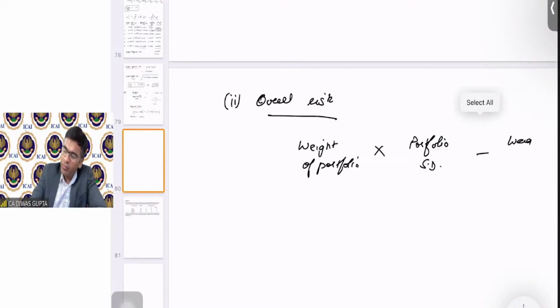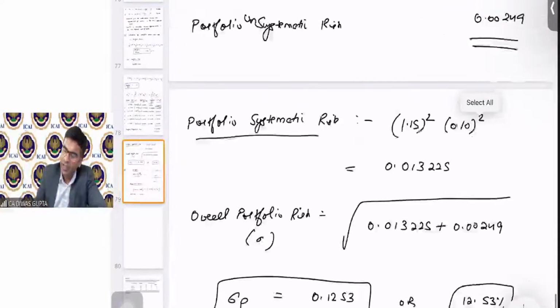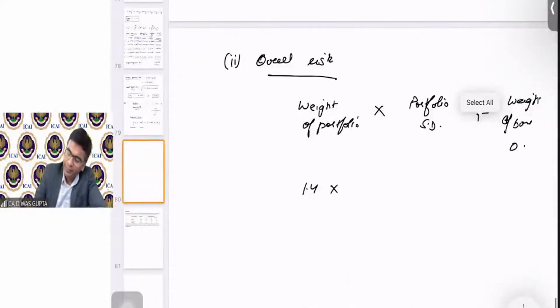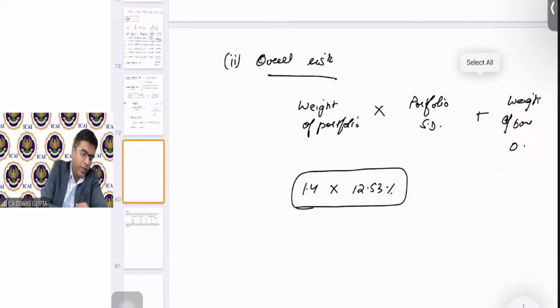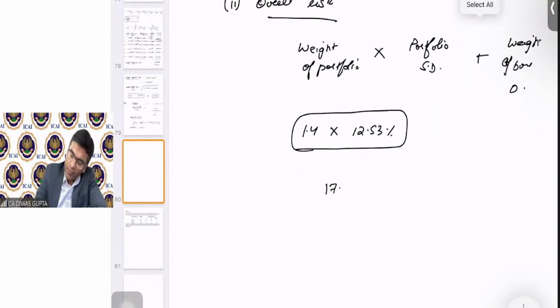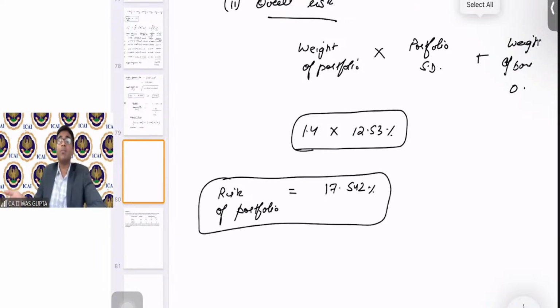And we can also do weight of borrowing, but which will again be 0, so hence we are not taking that. So 1.4 into what was the portfolio standard deviation? 12.53. So this comes as 1.4 into 12.53, which is 17.542 percent. This is the risk of the portfolio. If you take a 40% borrowing and invest in the portfolio, then your risk will go high. Okay, students, I hope this is clear.